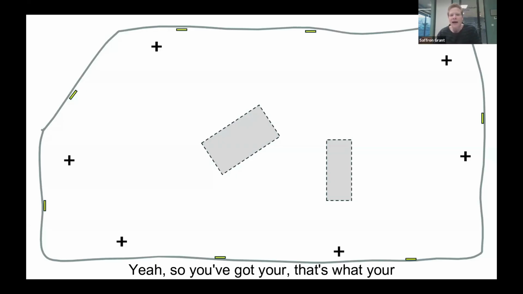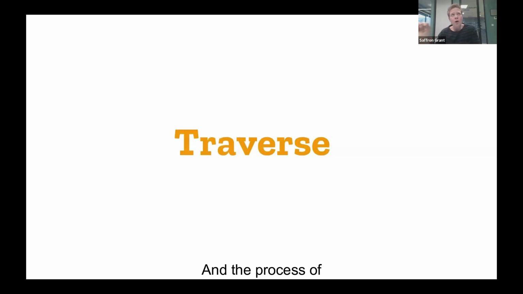So you've got what your primary and secondary control points look like. And the process of determining the coordinates of your primary control points, which is the ones in the ground, is called a traverse.